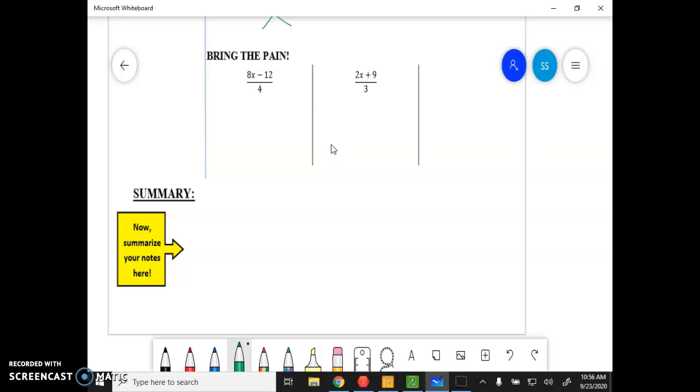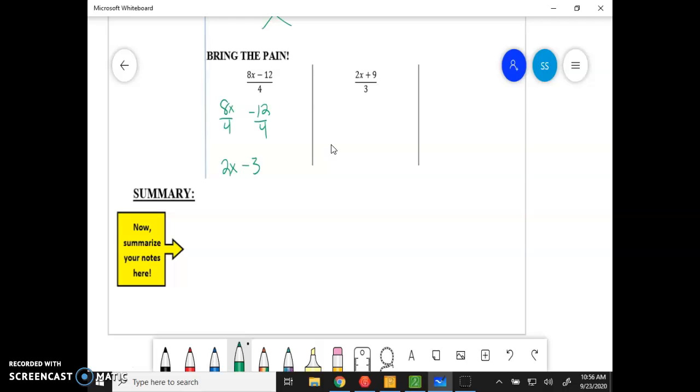is this bring the pain section. So when we have a fraction like this and we've got terms that are not alike, we can just divide them both. So we can just kind of make this easier by creating 2 separate problems. This is 8x divided by 4 and negative 12 divided by 4. Okay, and then we can just simplify these. So 4 goes into 8 twice. Don't forget the x. Negative 12 divided by 4 is negative 3.